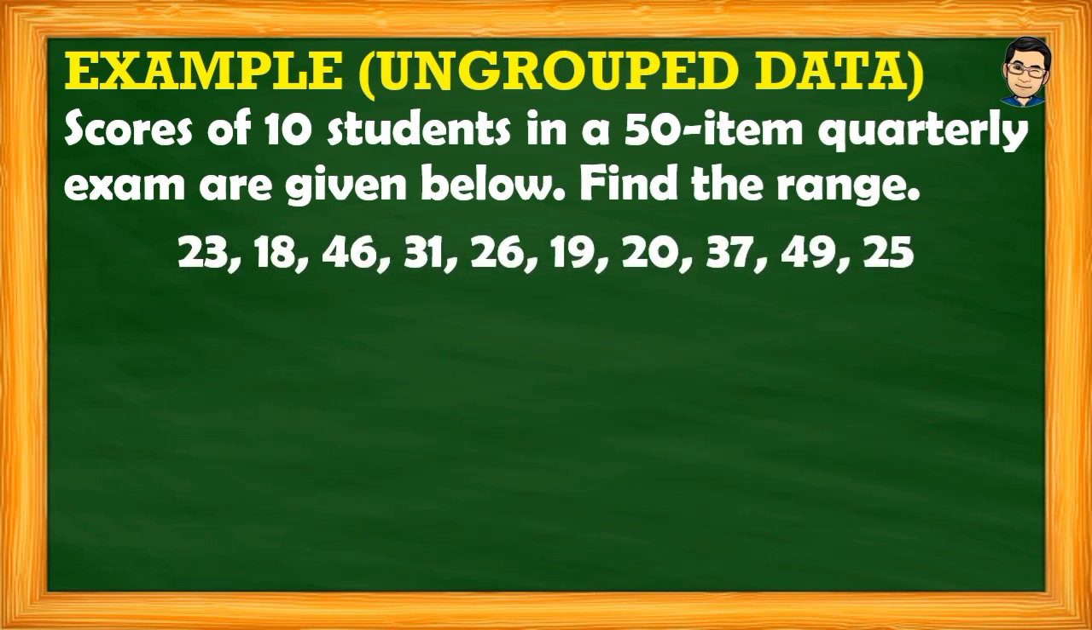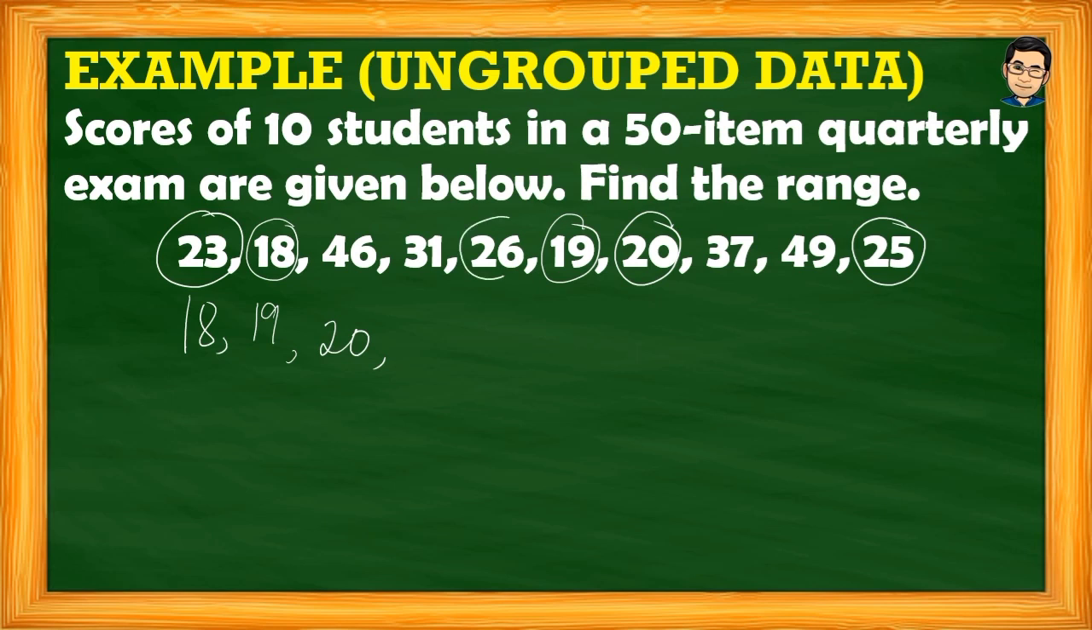So that we don't get confused, we can arrange the scores. For example, 18 is the lowest score, and then 19, then 20, 23, 25, 26, and then 31, 37.